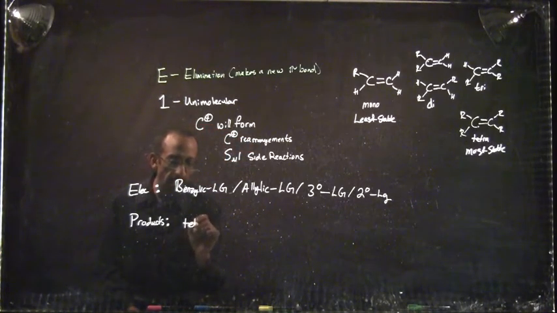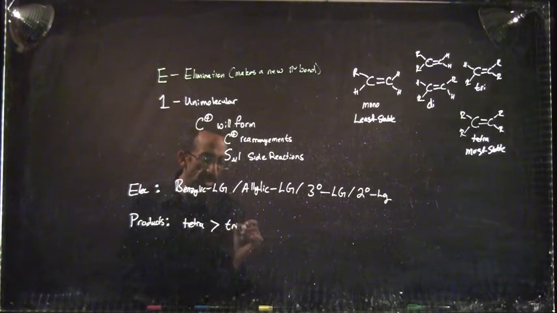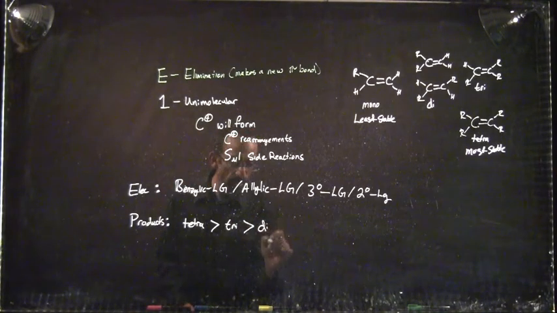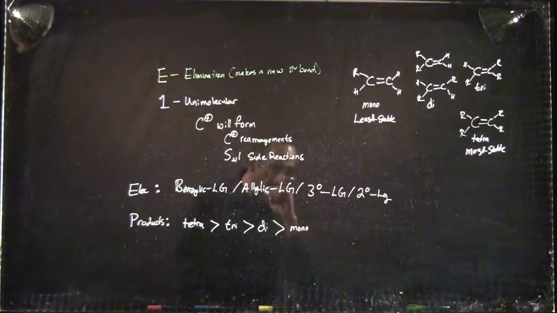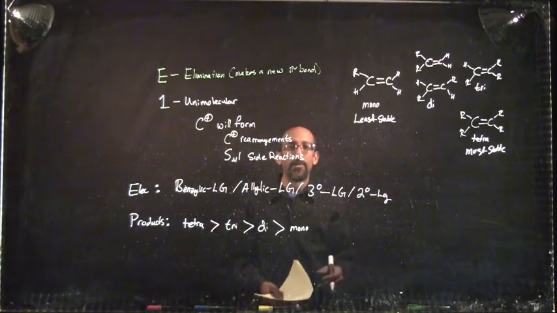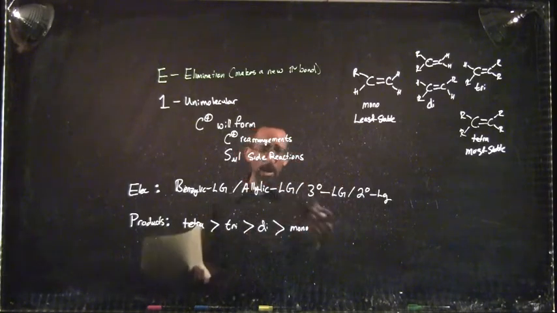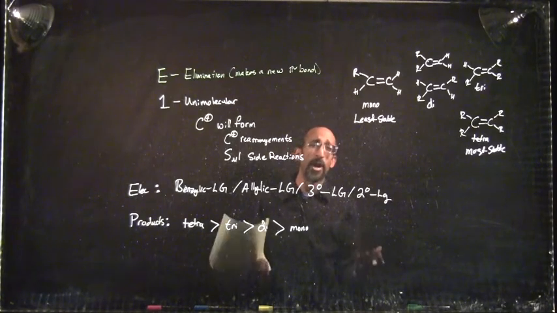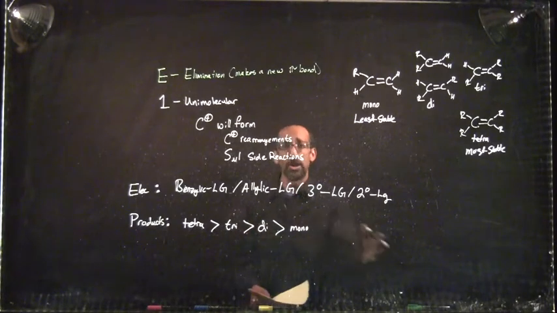Our tetrasubstituted alkene is going to be more stable than a tri-substituted alkene, which is more stable than a di-substituted alkene, which is more stable than a mono-substituted alkene. We don't consider unsubstituted alkenes because that would have to come from an electrophile where the leaving group is on a primary carbon. In E1, you can't have that happen. We can't form a primary carbocation, so we can rule those out and don't need to worry about those in considering our products.